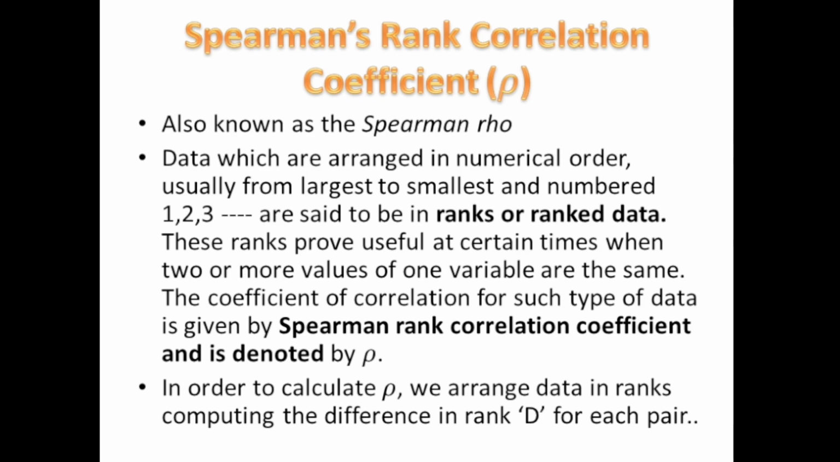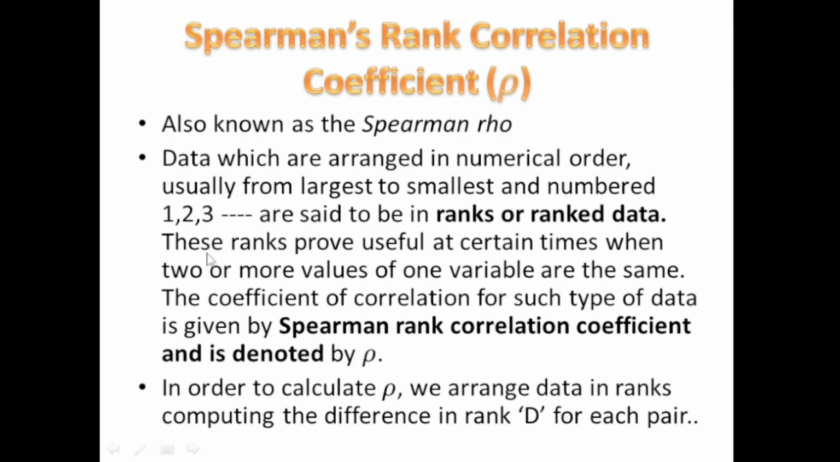Next, rank correlation coefficient. O ito po yung symbol niya, no? That is rho, also known as Spearman rho. So ito ay Greek letter rho. Okay. Data which are arranged in numerical order, usually from largest to smallest, and numbered from 1 to 3 and so on and so forth, are said to be in ranks or rank data.